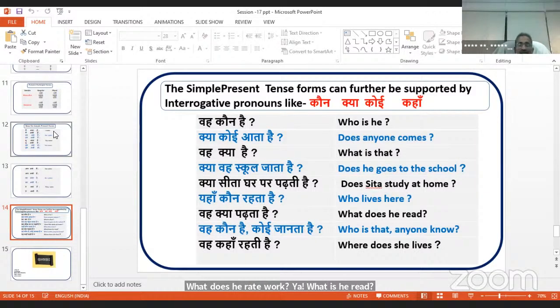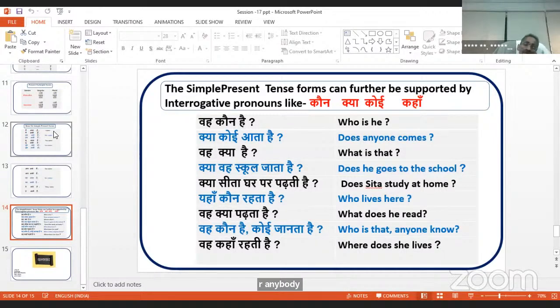वो कौन है? कोई जानता है. जानता है is simple present tense form. वो कौन है? कोई जानता है. Who is that? Does anybody know?